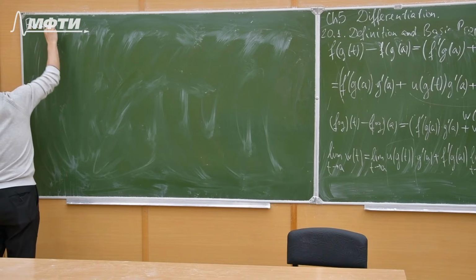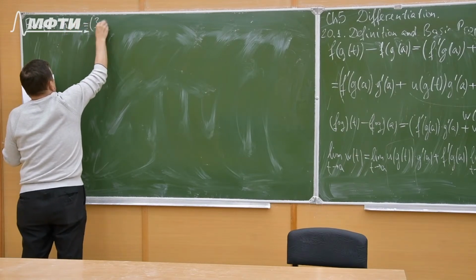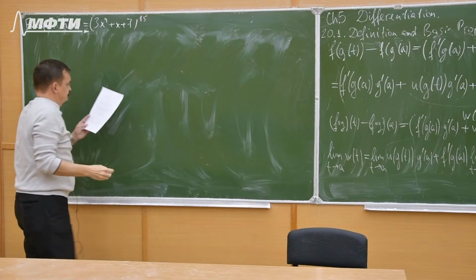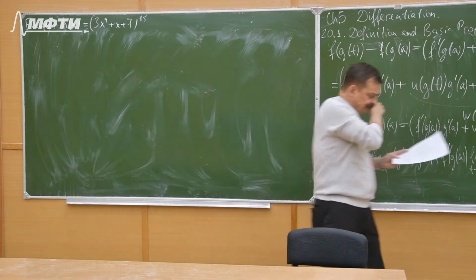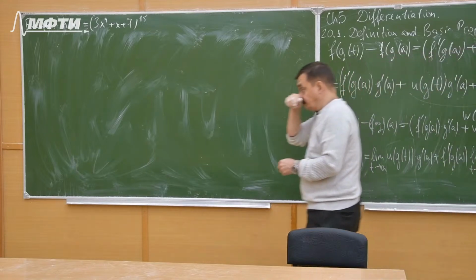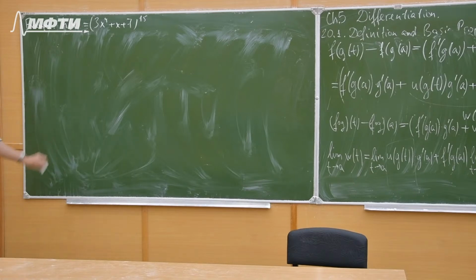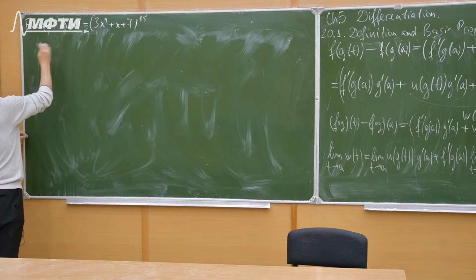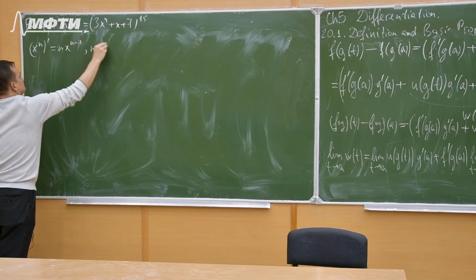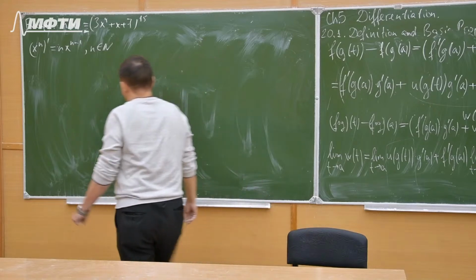Example. h of x equals 3x to the power 4 plus x plus 7, to the power 15. Okay, so I'll start with the proof of, okay, let's start with the proof of this formula. n is natural, right? We'll prove it by induction.